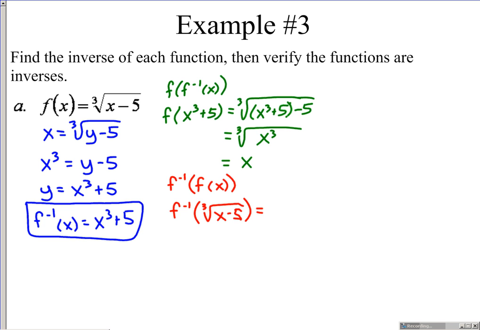So now in my inverse function, where I had x, I'm going to put in the cube root of x minus 5. Simplify that. When we cube a cube root, we get what's underneath. The 5's cancel, and we are just left with x.